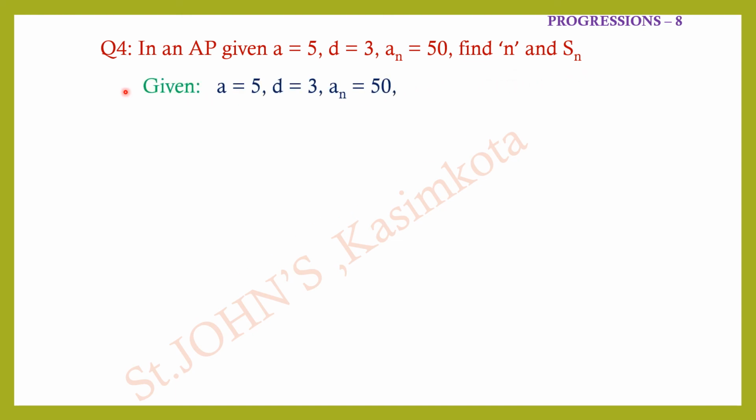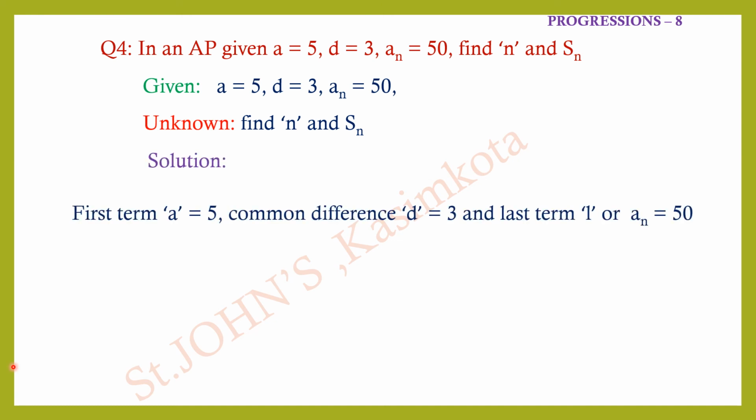Write down the analysis. Given A equal to 5, D equal to 3 and An equal to 50. First term A equal to 5, common difference D equal to 3, and last term An or L equal to 50. Unknown values N and Sn, these two are unknown. Okay, coming to the solution part. Solution: first term A equal to 5, common difference D equal to 3, and last term An equals 50.